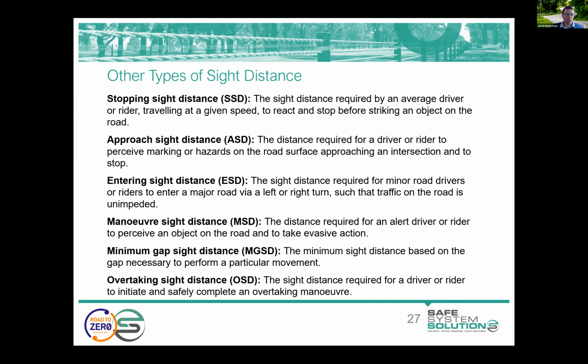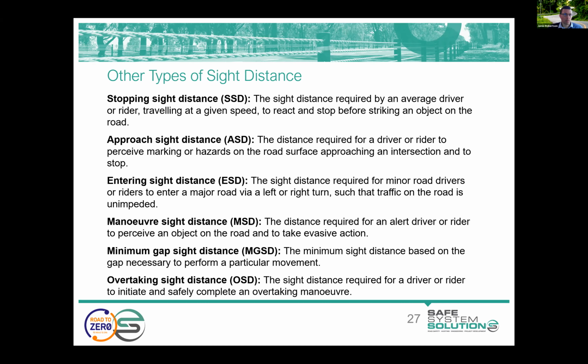Entering sight distance really is a nice to have, and if we're worried about safe intersection sight distance being difficult to achieve, this one's pie in the sky. Entering sight distance is about allowing enough time and space for an entering vehicle to enter a road, accelerate, so as not to impede traffic on the major road. So that really is something that is perhaps rarely achieved.